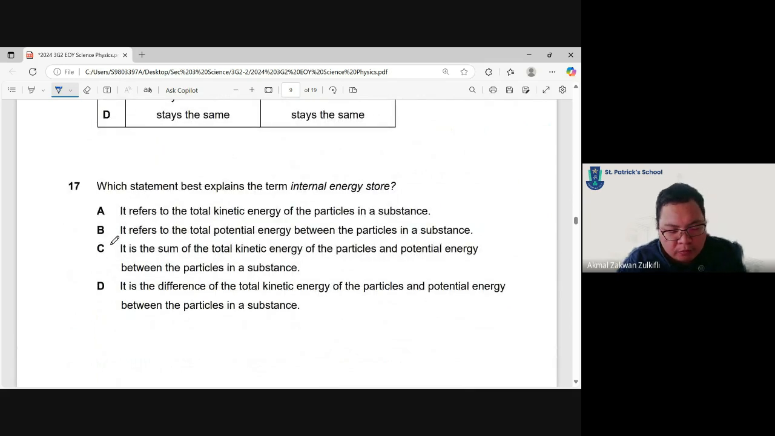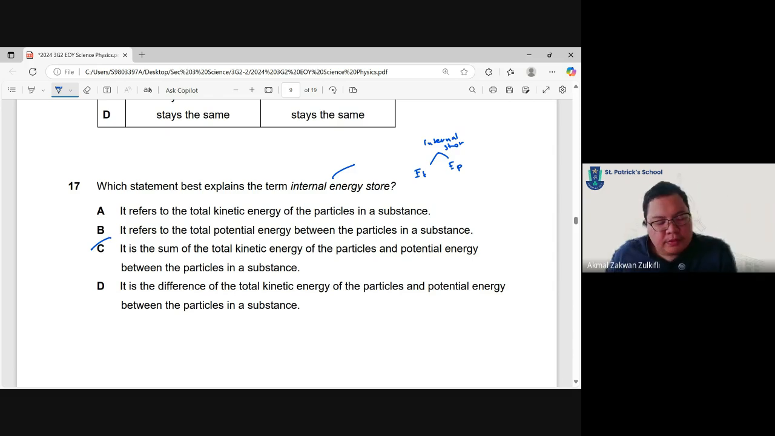Question 17. Which statement best explains the term internal energy store? Okay, all right, we talk about internal energy store, as we saw just now. So internal energy store is split into two things, EK and EP of particles. So the sum of the kinetic energy of the particles and the potential energy between particles is the sum.